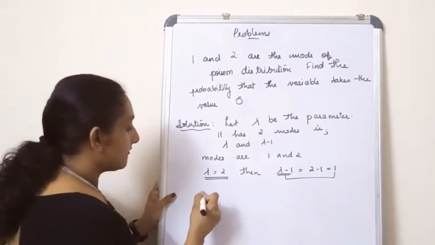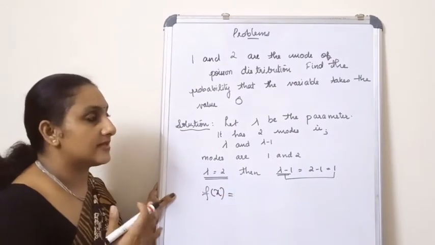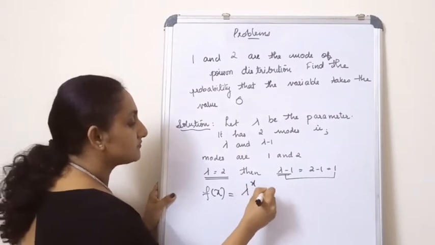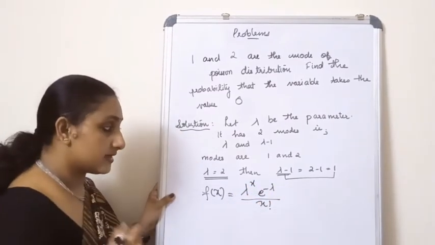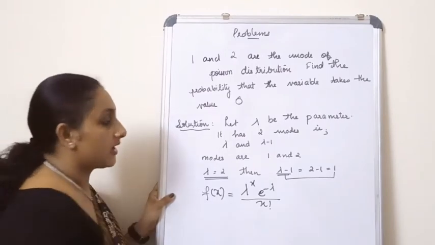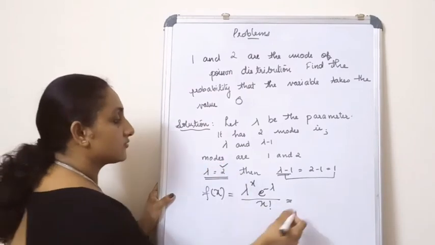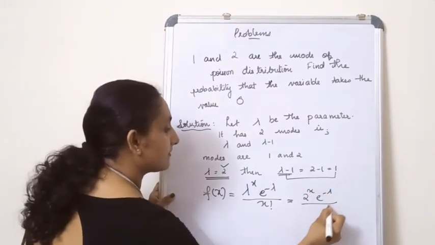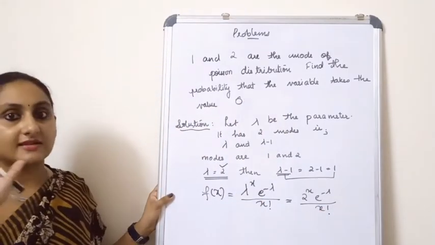Now let's develop your density function. What is it? f(x) is equal to lambda raised to x into e raised to minus lambda, divided by x factorial. So in place of lambda you can substitute 2. So what will you get? 2 raised to x, e raised to minus 2, divided by x factorial. Now this is your density function.